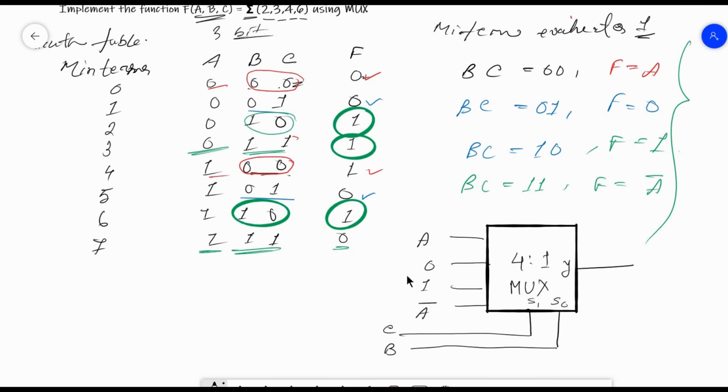Now you might wonder why the selector lines are C and B. Since we have determined the value of F by observing B and C, the values of B and C are determining which of the input lines we are going to direct to the output. That is why C and B are considered as the selector lines. Since B is before, we denote that as S0 and this one as S1.